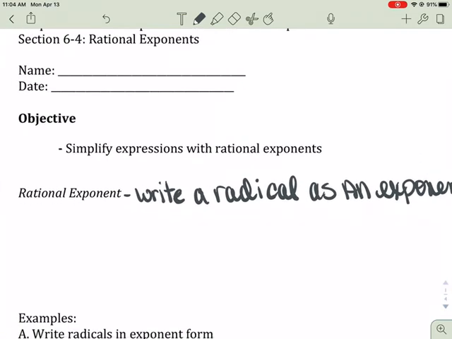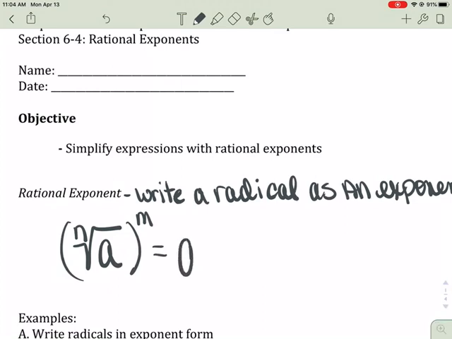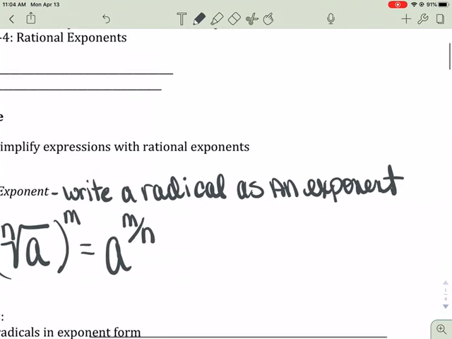So here's how we're going to do it. Let's say our index is n, we have an a underneath as a radicand, and it's got a power. Usually our power is 1, but let's say it looks like that. So we're going to be able to write this as a to the m over n, which means that the index is the denominator and the numerator is the exponent.